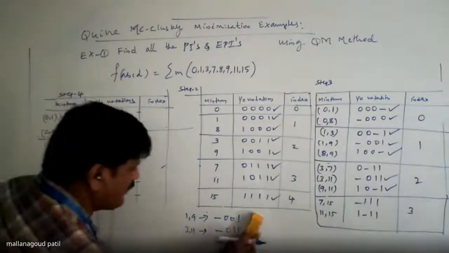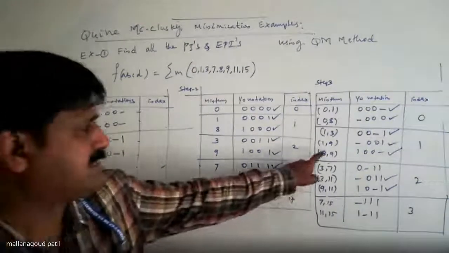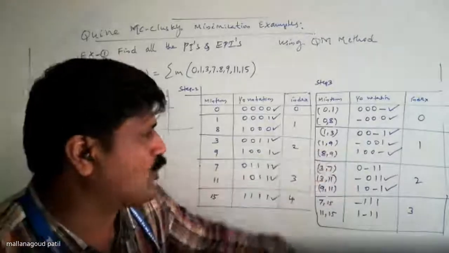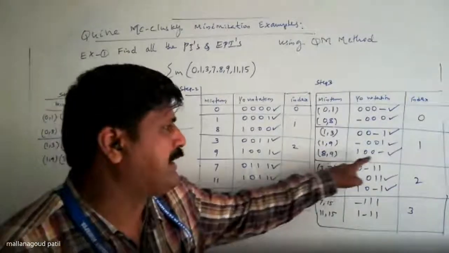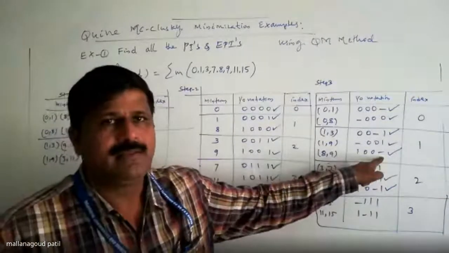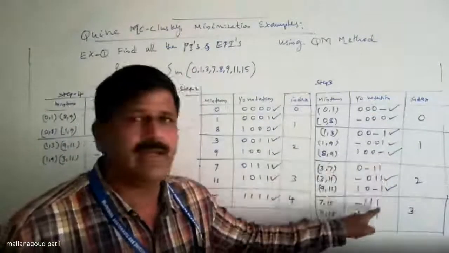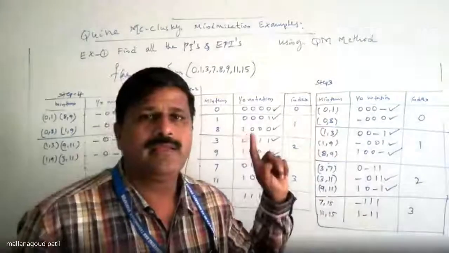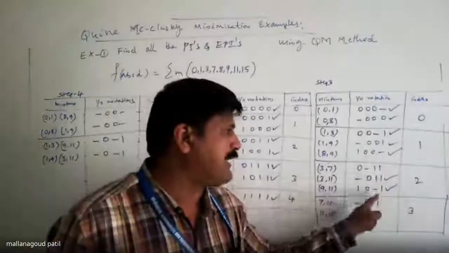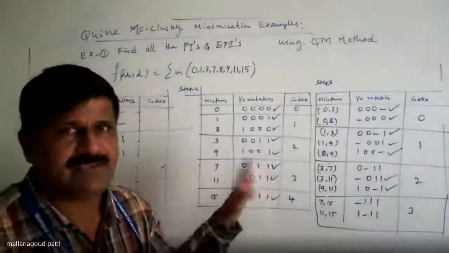Similarly, you can go for the next. Next is 8, 9 because 1, 9 is over. 8, 9, where do you have a dash? Last bit, meaning the fourth bit. Do you have any fourth bit dash in index 2? Dash means don't care.